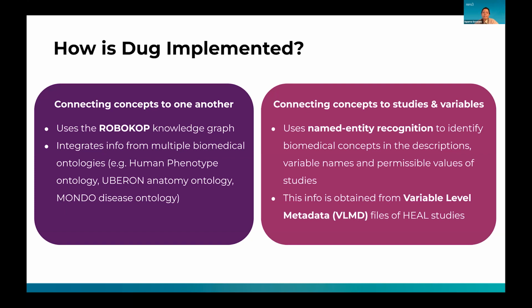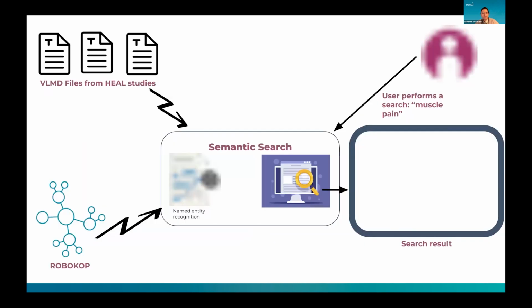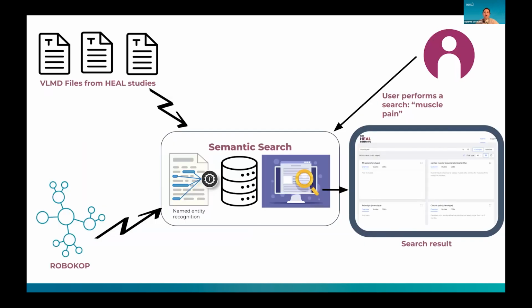So it uses named entity recognition to identify biomedical concepts in the descriptions, in the variable names, and their permissible values of the study. And this information is obtained from the variable level metadata files or the data dictionary files of the HEAL studies. Next slide, please.